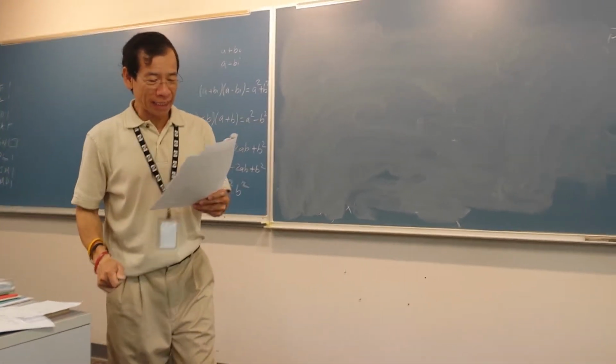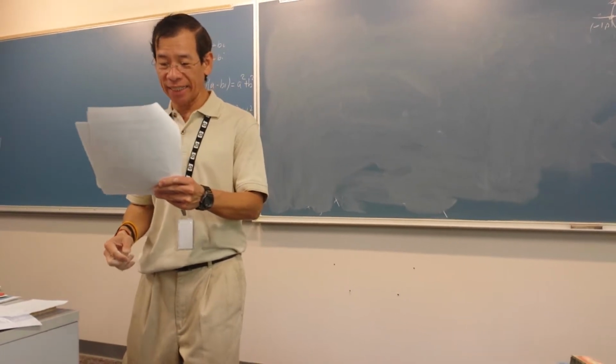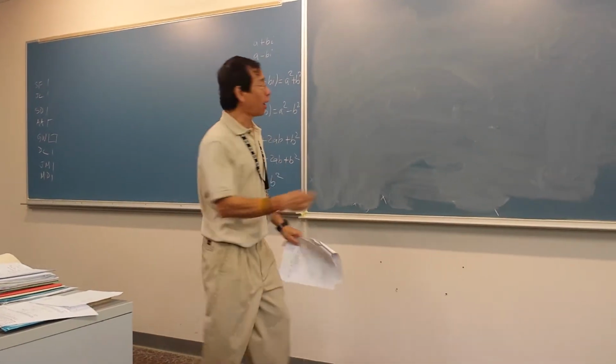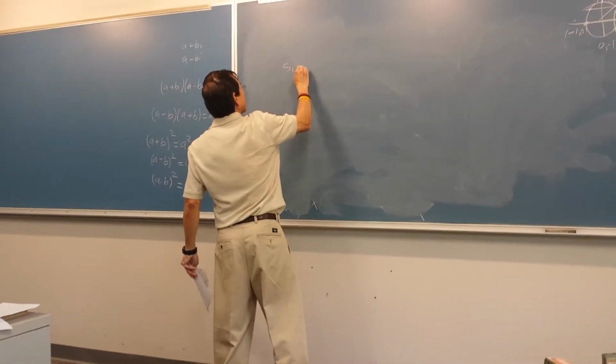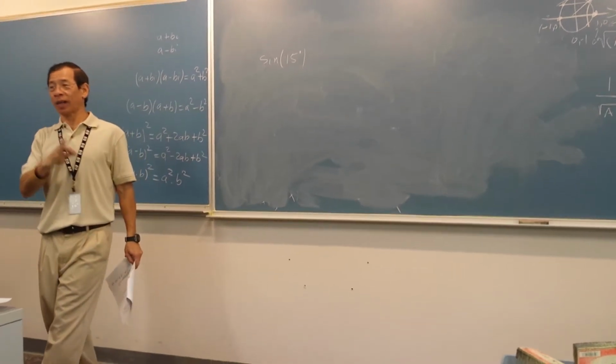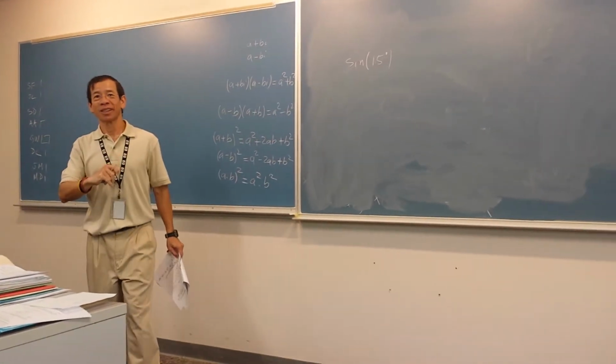Here's the question: find the appropriate identity to evaluate the expression sine of 15 degrees. Again, we talk about degrees, radians and degrees, we keep track of that.